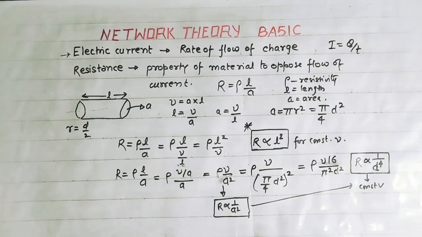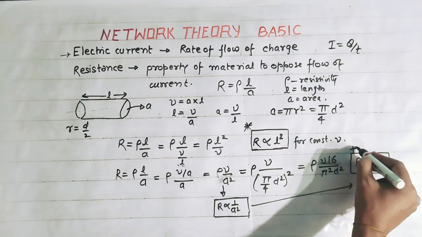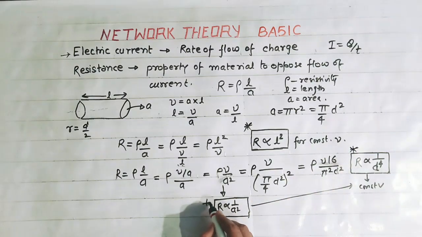So R is inversely proportional to 1 by the fourth power of the diameter. So these three relations are very important and you must remember them. That's why I say that this is a very basic formula, but it is equally important from the exam point of view. Now after knowing this much, I will tell you the basic law of network theory, that is Ohm's law.